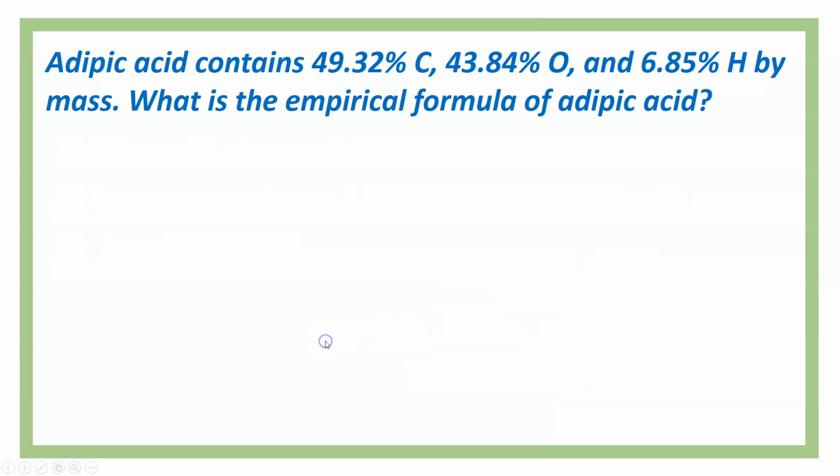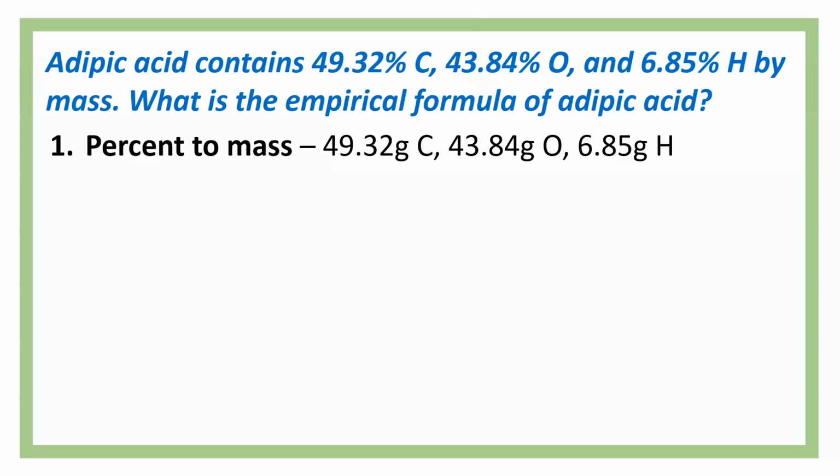So let's give it a try. So we have 49.32% carbon, 43.84% oxygen, 6.85% hydrogen, and we want to know what that empirical formula is. So step 1, percent to mass. I'm pretending I have a 100 gram sample, so I just swap my unit, make it easy. If for some reason they told you that you had a different size sample, then I suppose, maybe you have to do the actual calculation, but that's rare.